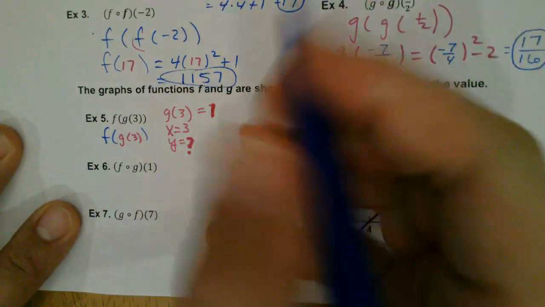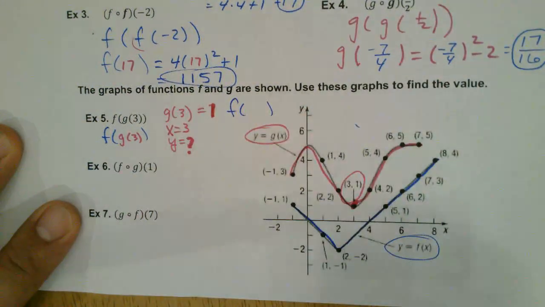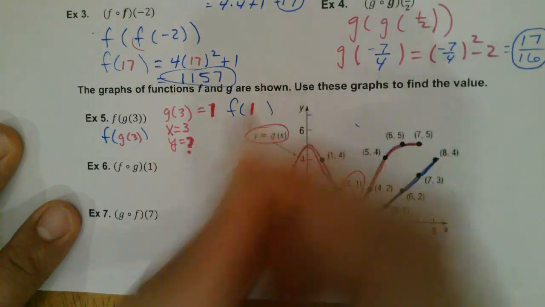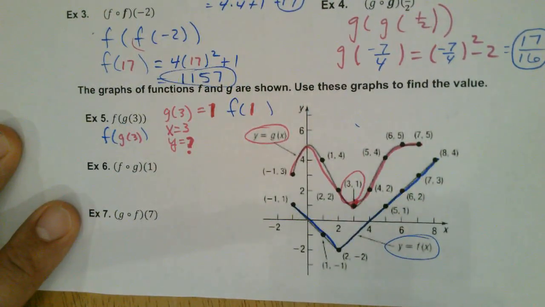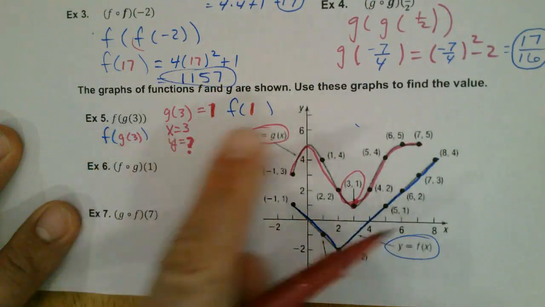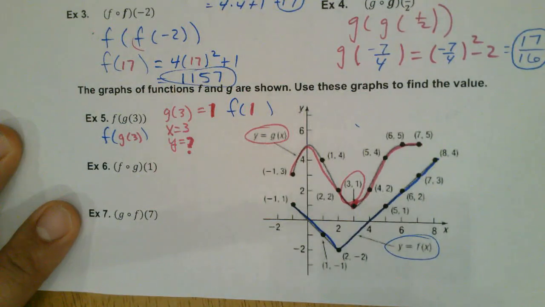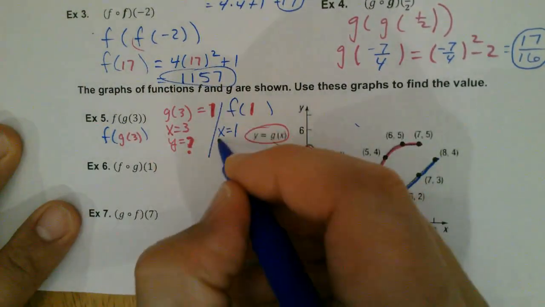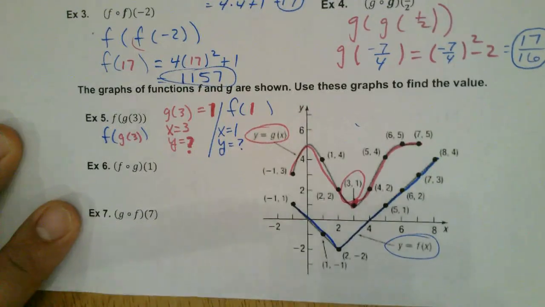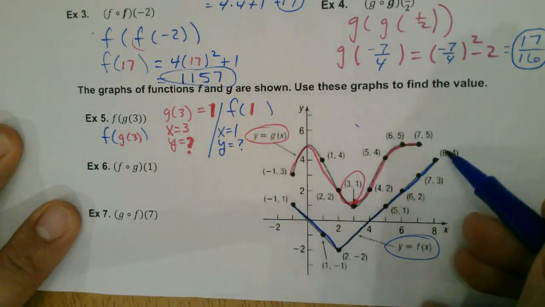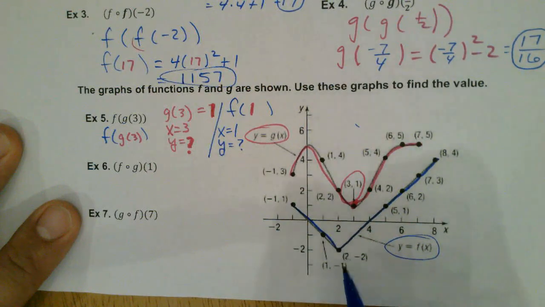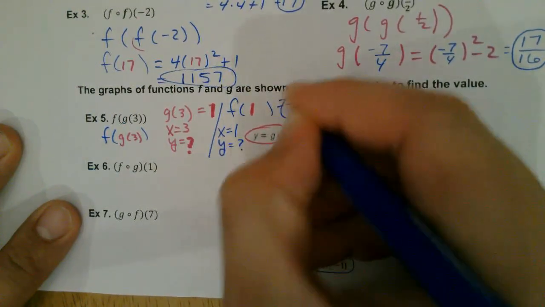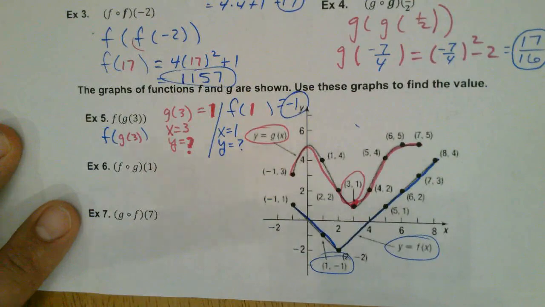Now the real question is, what's f of that? What's f of g of 3, which is 1? Just plug in 1 right there. Now this tells me the x value is 1 on the blue function. What's the y value? So I go back to the blue function, and I have to figure out where x is 1. Well, there it is right there. When x is 1, the y value is -1. So that's your final answer. F of g of 3 is -1.